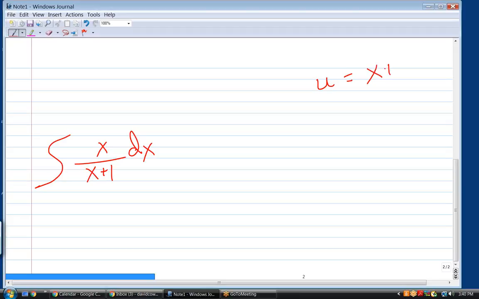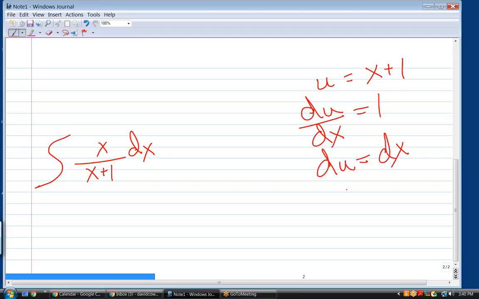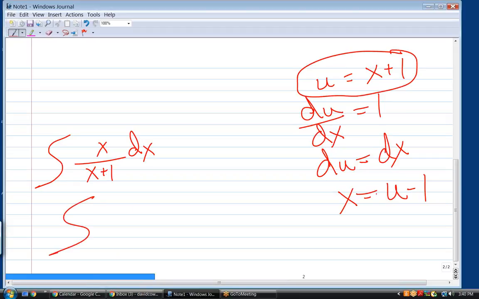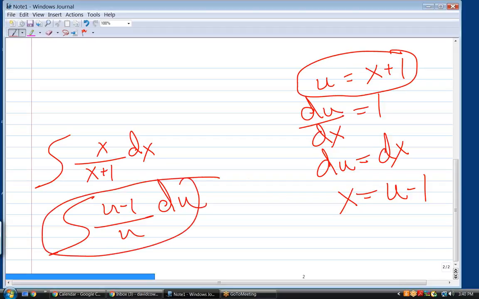So here, I'm going to let u equal x plus 1. What's du dx? Just 1. So du is equal to dx. Furthermore, now this is a little different. We have to actually solve for x. X equals u minus 1. Just doing algebra on that. So we can go into this problem. X is u minus 1. X plus 1 is u. And dx is du.